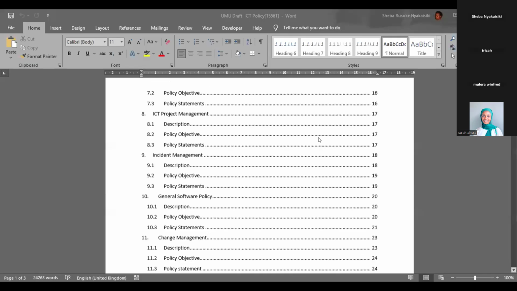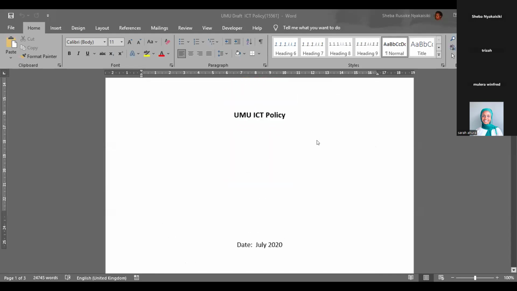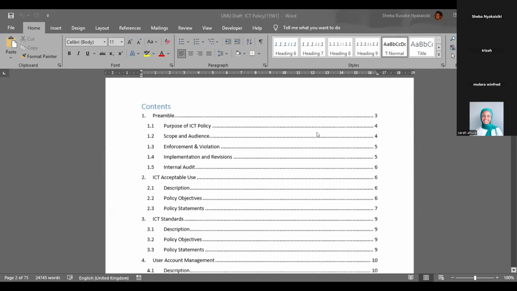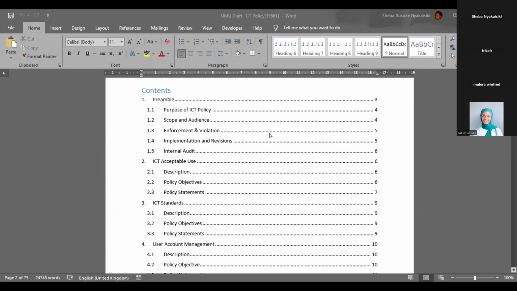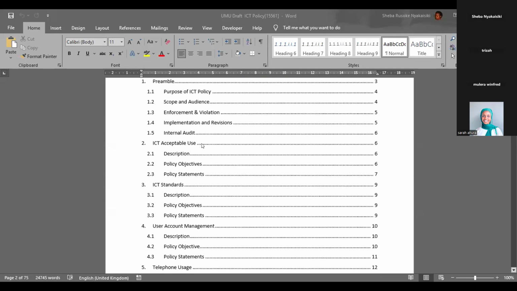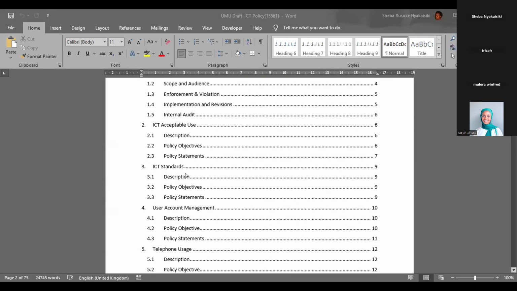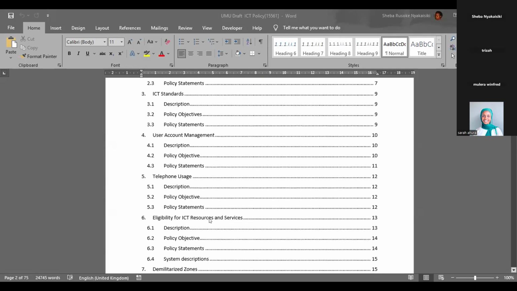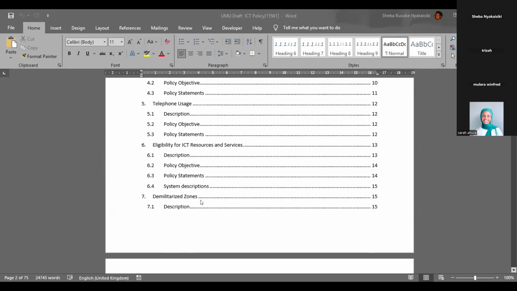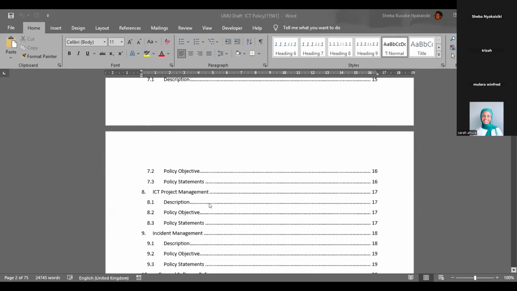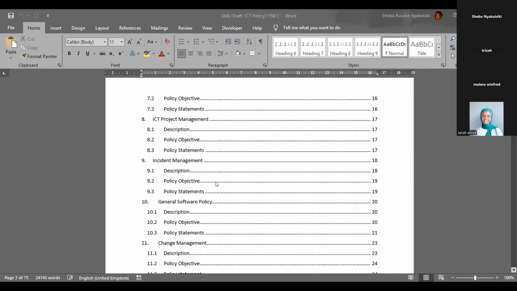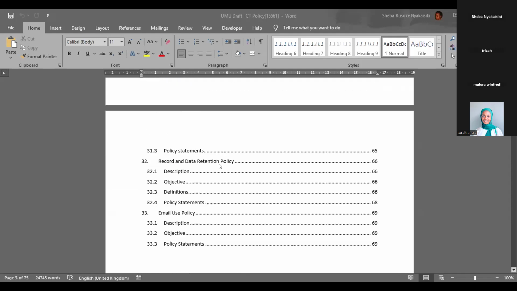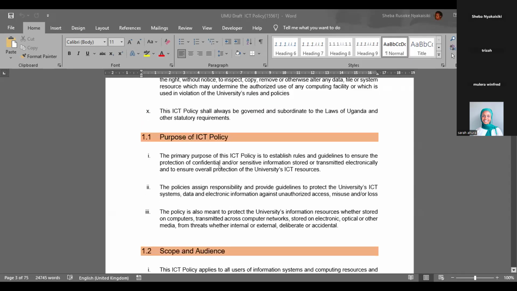Okay, so I don't know what is being used now, but this was some time back, 2020. Just to show you this policy and the different elements that are there. You have the ICT acceptable use policy, ICT standards, user account management, telephone usage, eligibility of ICT resources and services, demilitarization, ICT project management, incident management, and so on and so forth. These are all sub-policies of the overall policy, yeah?